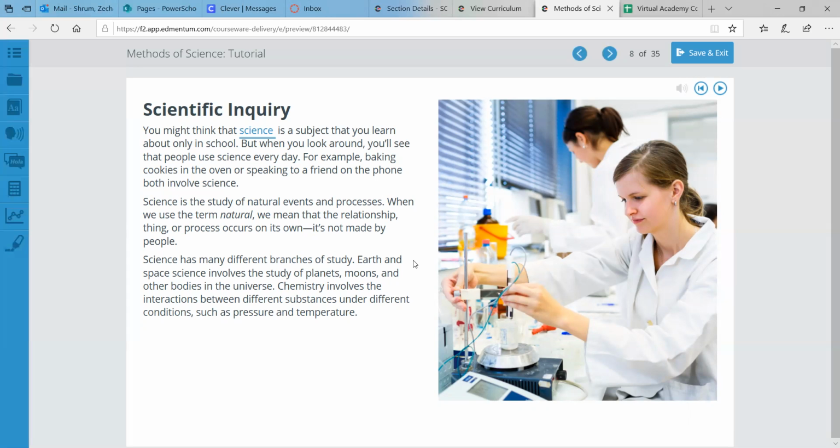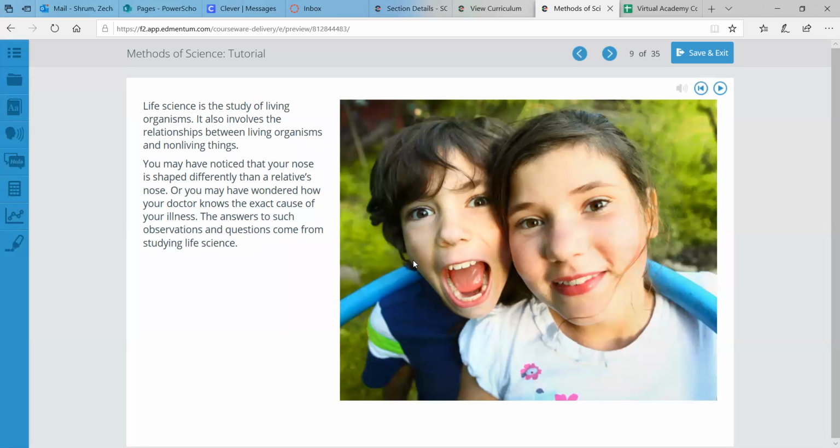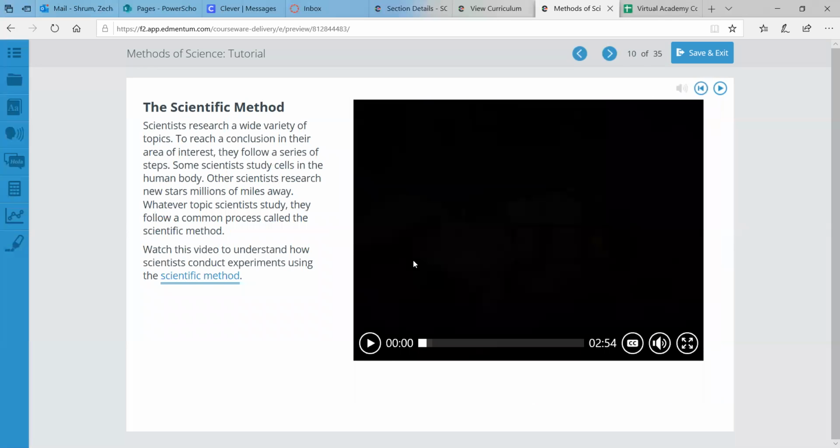And it has a lot of branches. You can study space, planets, moons, chemistry, the way certain substances interact. Life science, I should be on the next page. That studies living organisms, you or me. Hopefully we are still alive, you know. And it also studies the interactions between living things and non-living things. But yeah, these are some of the branches of science.